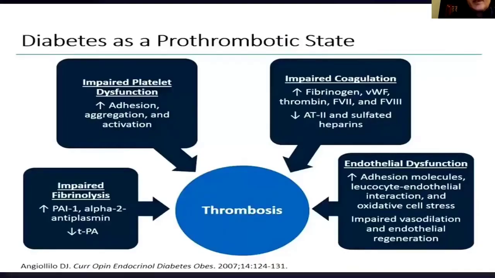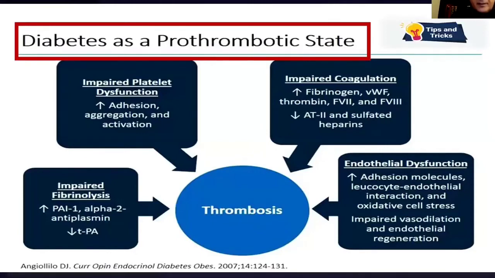Diabetes is a prothrombotic state because impaired platelet function happens with increasing adhesion, aggregation, and activation, impaired fibrinolysis, and increased PAI, alpha-2 antiplasmin, and decreased tPA. Impaired coagulation with increasing fibrinogen, von Willebrand factor, thrombin, and factor 7, and factor 8, and decreased sulfated heparins, with endothelial dysfunction in the form of increased adhesion molecules, leukocyte endothelial interaction, and oxidative stress, impaired vasodilatation and endothelial degeneration. All are sharing to cause the thrombosis in the peripheral arteries. And this is a very important tip for this slide.